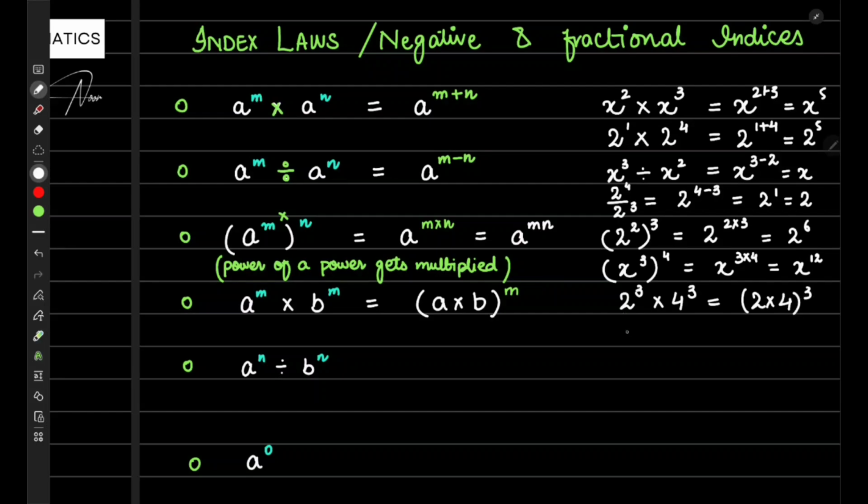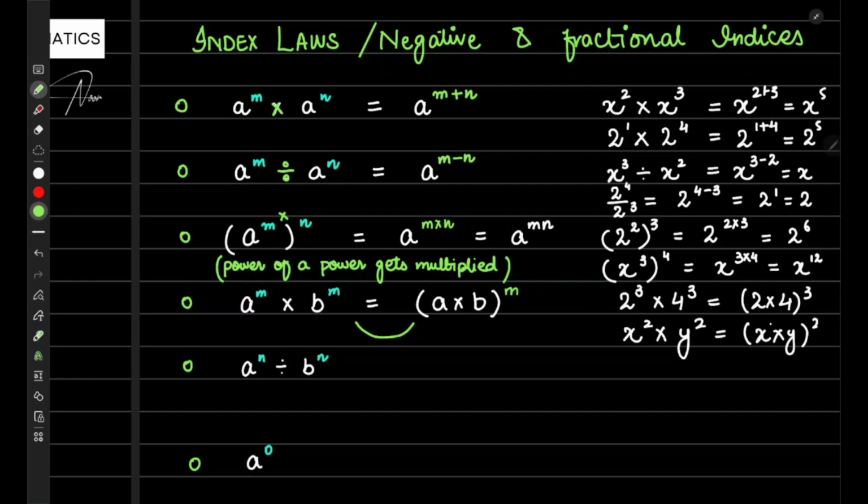Similarly, if you have variables, for example x squared times y squared, the power is the same and the bases are different. So what you can do is take it as a whole power: x times y whole squared. Okay, the opposite of it is also true.